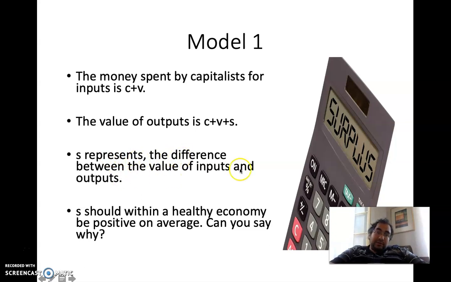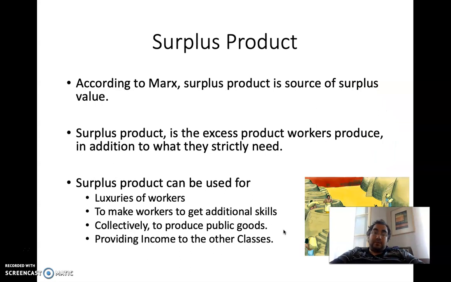S is the difference between the value of inputs and outputs, and S, in a healthy economy, should be positive on average. Why? Because capitalists need to continuously get this extra money in return in order to continue the production process. If they don't, they will stop producing. All production facilities will close and the economy will collapse. The economy needs to function so that people can get their needs. But in order to have it function, the capitalists need to get this extra money.